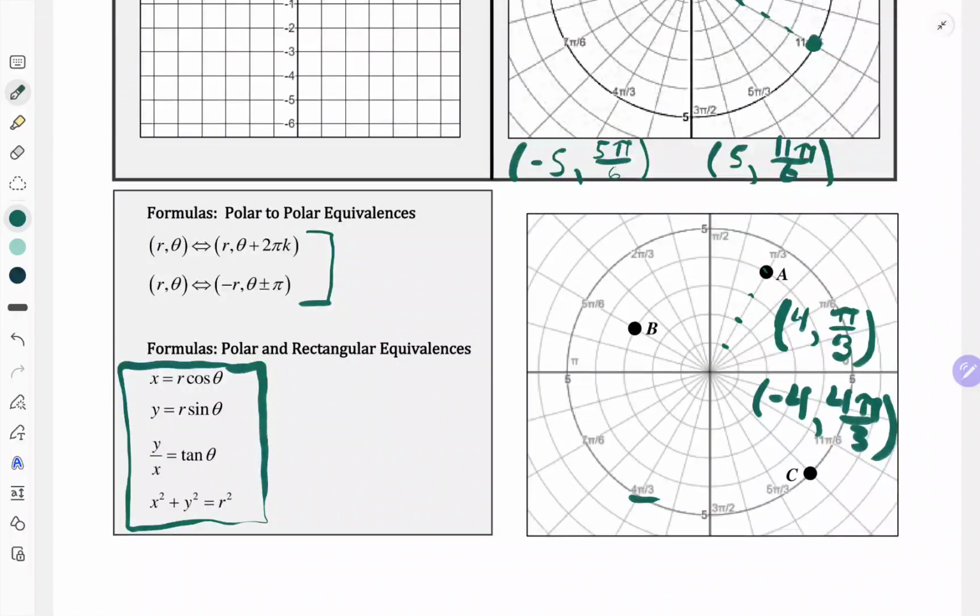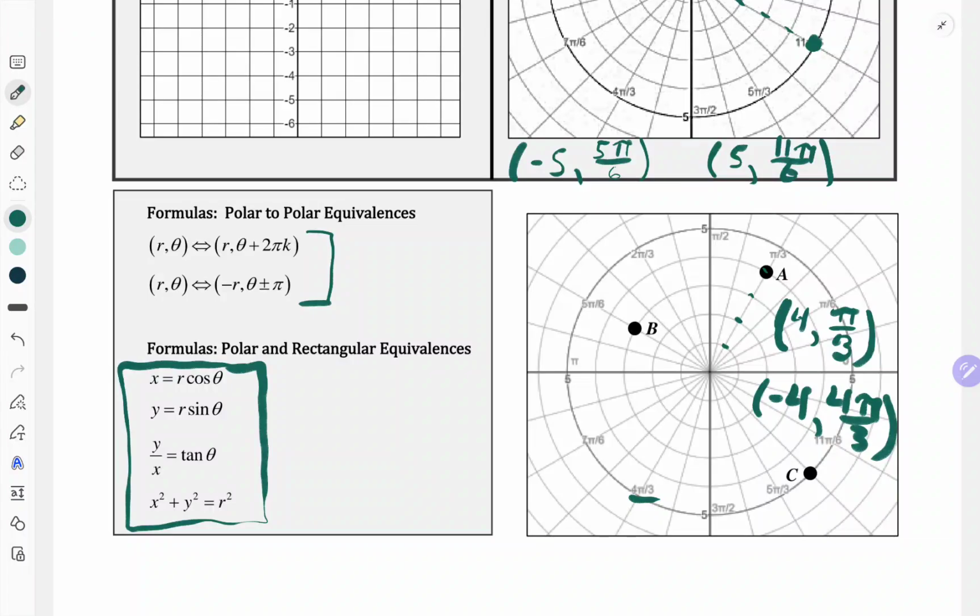Hey everyone, just looking at a video today where we are continuing the ideas from last time on polar coordinates, and today we'll be focusing on changing polar to rectangular back and forth. And just wanted to highlight some of the formulas we saw last time.